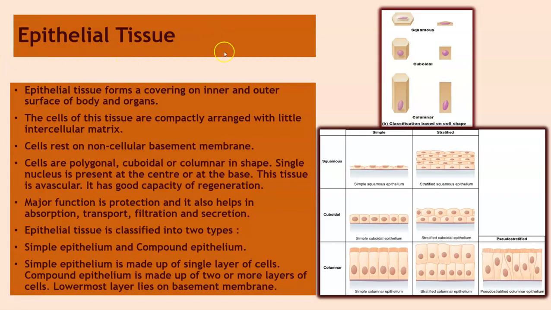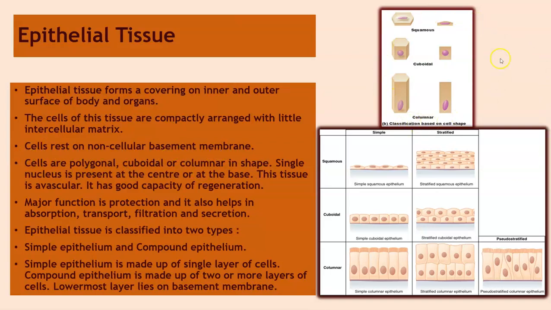Now students, let us try and understand what is epithelial tissue. Epithelial tissue forms a covering on the inner and the outer surface of the body and the organs. So the first lining present on your body surfaces and the organs is made up of epithelial tissue. The cells of this tissue are compactly arranged with little intercellular matrix. Cells rest on a non-cellular basement membrane. Cells are polygonal, cuboidal or columnar in shape.